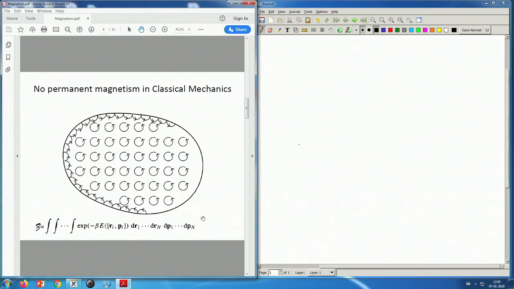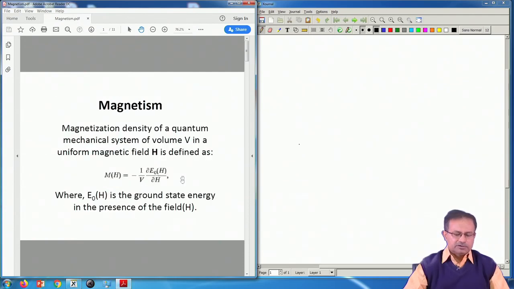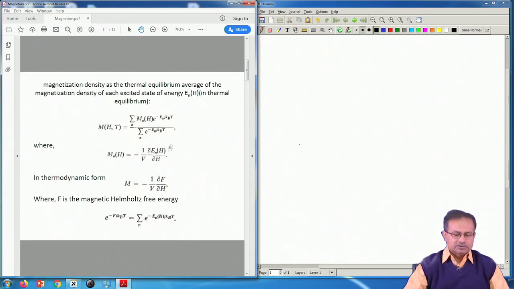you can just shift the origin of the momentum to absorb your vector potential, and then the final result will not reflect any dependence on the magnetic field. Therefore, if you calculate the free energy and take a derivative, you will not find any permanent magnetism in the classical theory of solids.